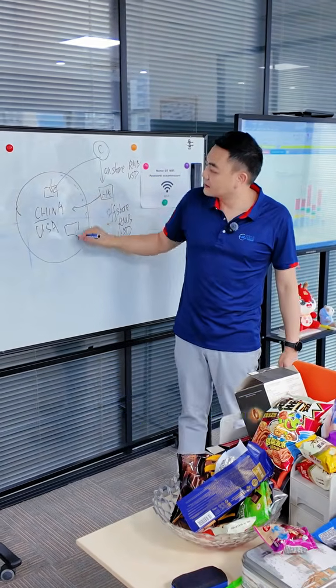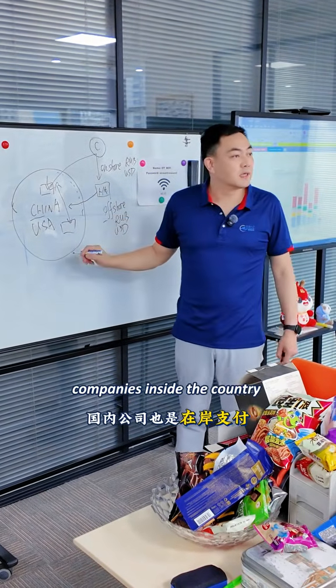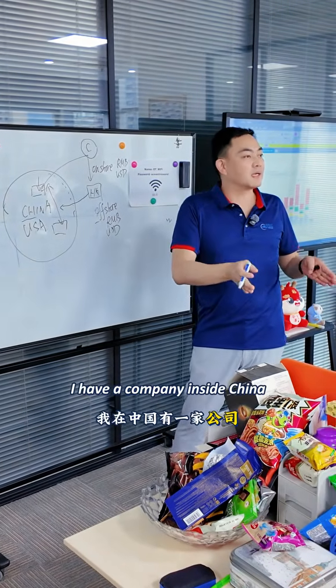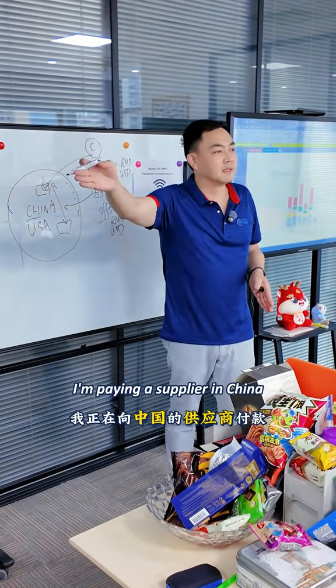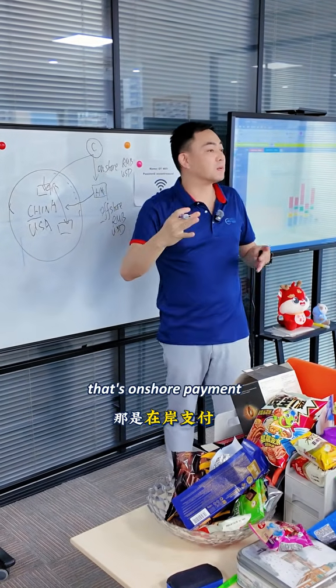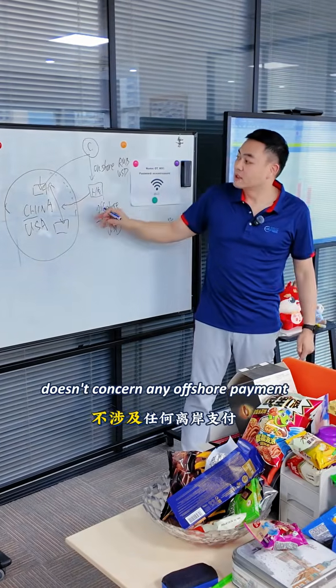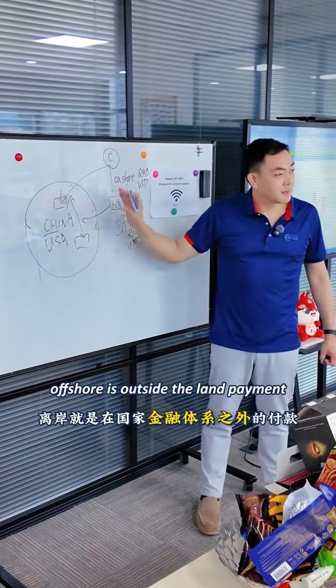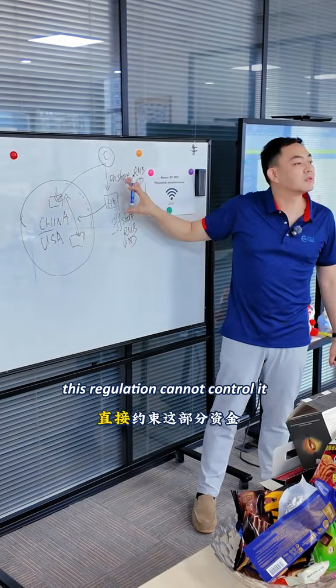It's fast, easier. Companies inside the country paying each other is also onshore payment. Like I have a company inside China, registered in China, and I'm paying a supplier in China. That's onshore payment. It doesn't concern any offshore payment. So again, offshore is outside the land payment. This regulation cannot control it.